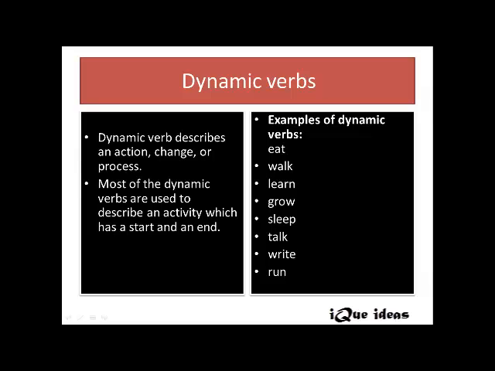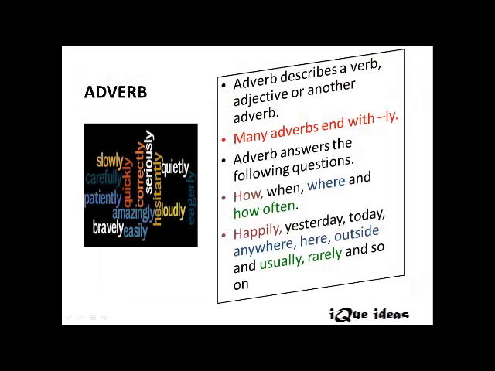To put it in one sentence, dynamic verb describes an action, change, or a process. Most of the dynamic verbs are used to describe an activity which has a start and an end. We have finished PAN. Now we are going to AV. A stands for adverb.